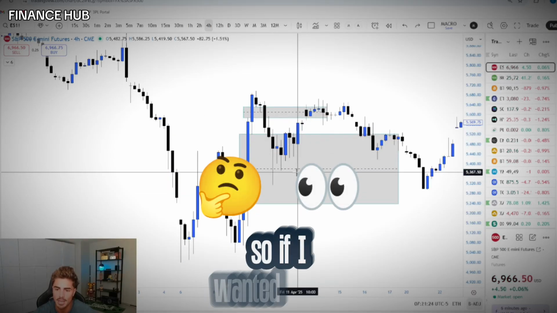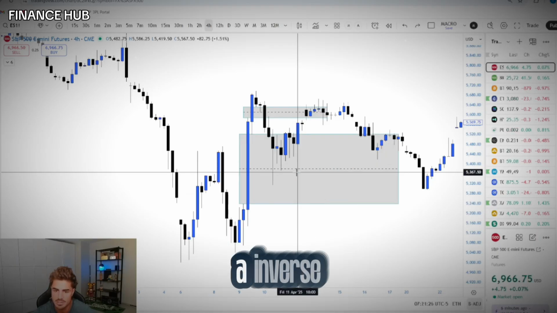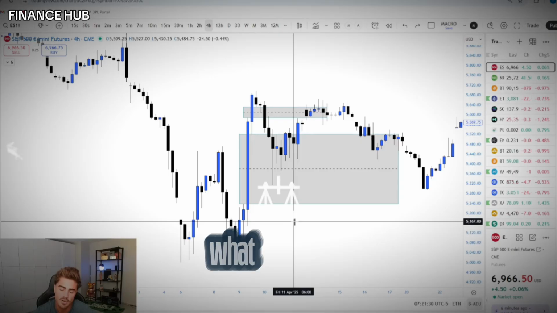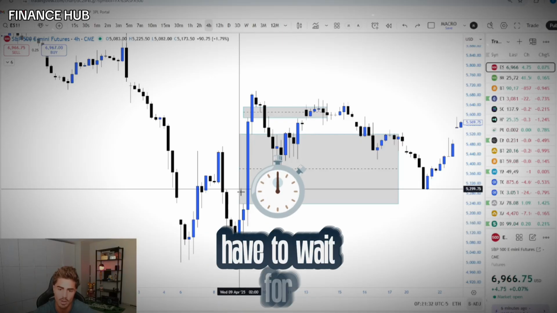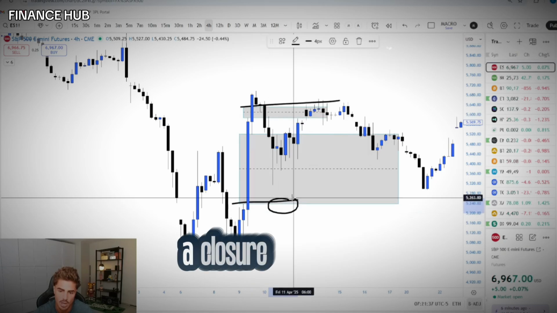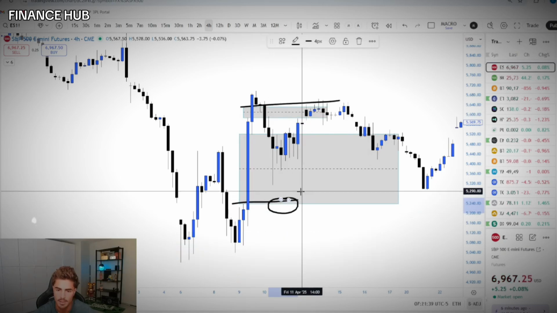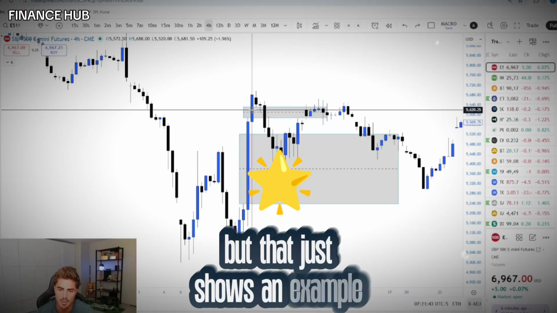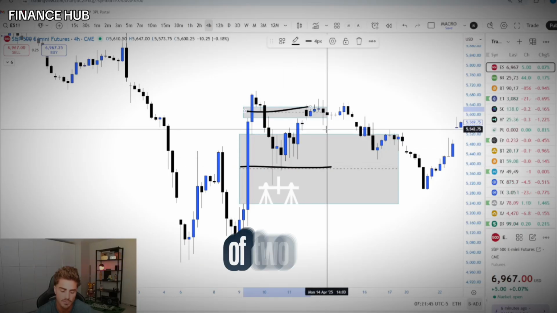So if I wanted to see an inverse or a confirmation confluence by using an inverse fair value gap, what fair value gap would I have to wait for in the stack of these fair value gaps? I would have to wait for a closure underneath this gap. Okay, now obviously that is going to take a lot, but that just shows an example of us having a stack of two fair value gaps.